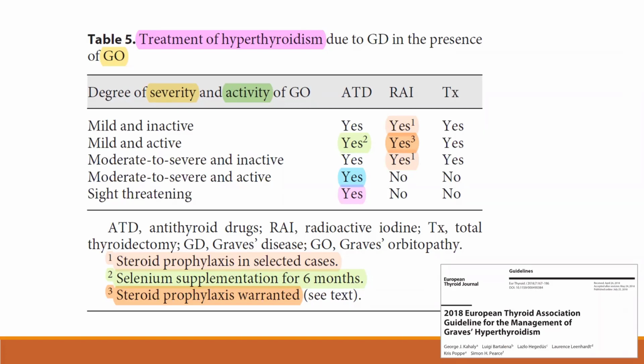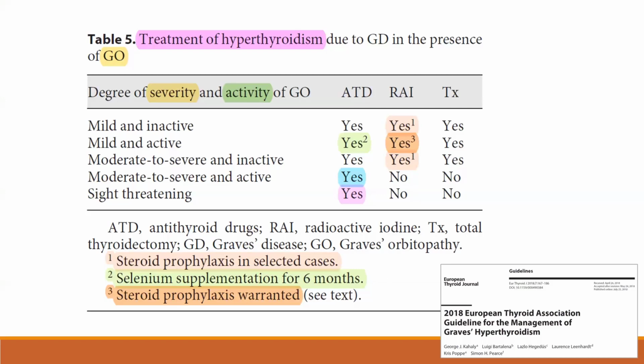This table is important clinically because in our clinical practice, if anyone sees a case of Graves' orbitopathy, most of us exclude radioactive iodine ablation as a treatment modality, but actually, according to the guidelines, it depends on the severity and activity of Graves' orbitopathy. If the patient has mild and inactive Graves' orbitopathy, all modalities, anti-thyroid drug, radioactive iodine, and surgery, may be suitable. But if you choose radioactive iodine in this mild and inactive patient, then steroid prophylaxis in selected cases. In a case of mild and active, the same, but as there is active Graves' orbitopathy, steroid prophylaxis is warranted in all cases. So in a case of inactive Graves' orbitopathy, no need for steroid prophylaxis except in specific situations.